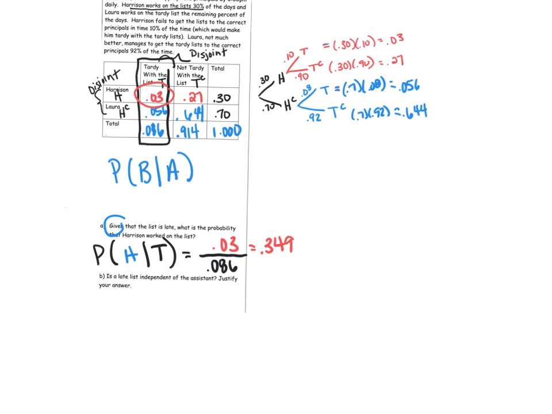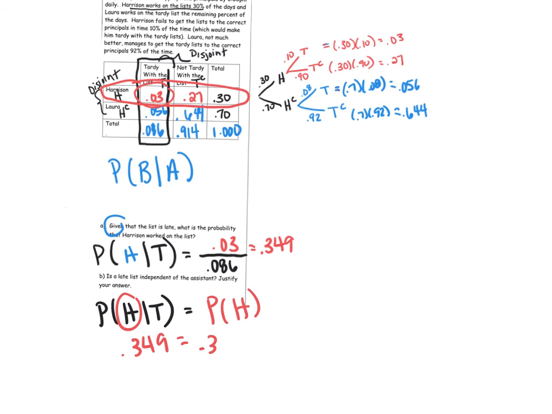And then if you look at the next one, is a late list independent of the assistant? Justify your answer. So I just want to know, does it matter who does it, or is one person more late than the other? Well, I'm just checking independence. That's all it is. Remember, I'm going to use the condition, which is probability of H given T, already given to me. And I'm going to show that it equals the front value, the probability of H. In this case, the probability that Harrison was with the list. So probability of H given T, 0.349. And we can see the probability of Harrison is this right here, which is just 0.3.